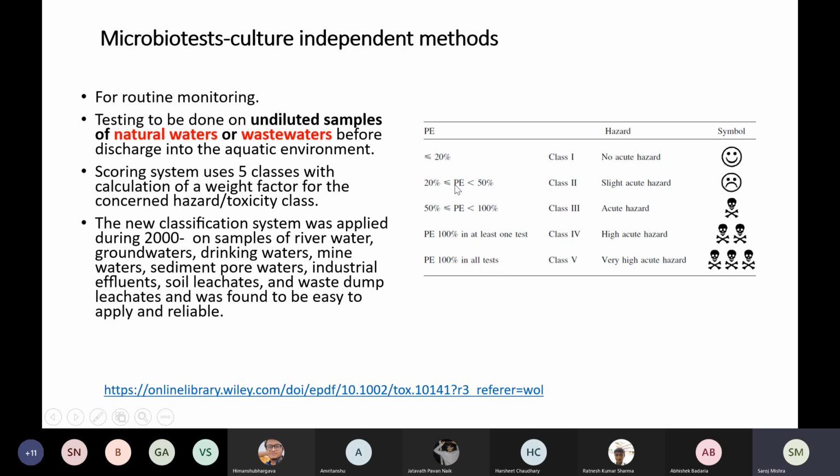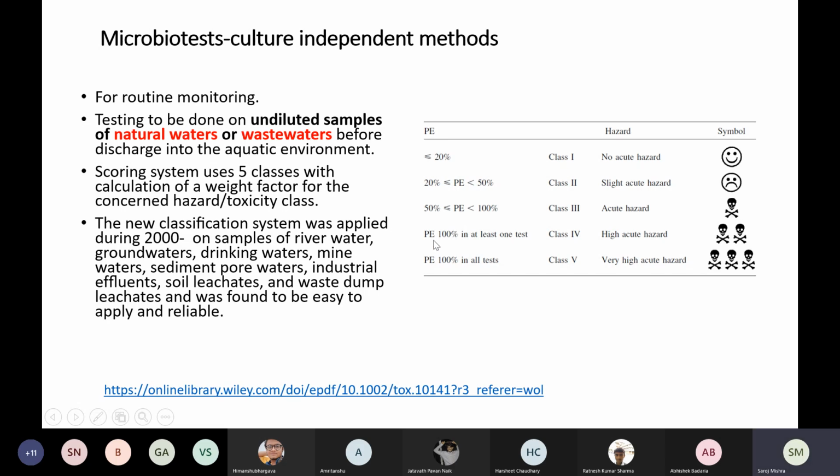However, if the response is between 20% and 50% in any one of the tests, then you will say that it's a class 2 water body. If the percentage effect is between 50% and 100% for any one of the tests, then you say it's a class 3 acute hazard, and you are going to put this kind of symbol.